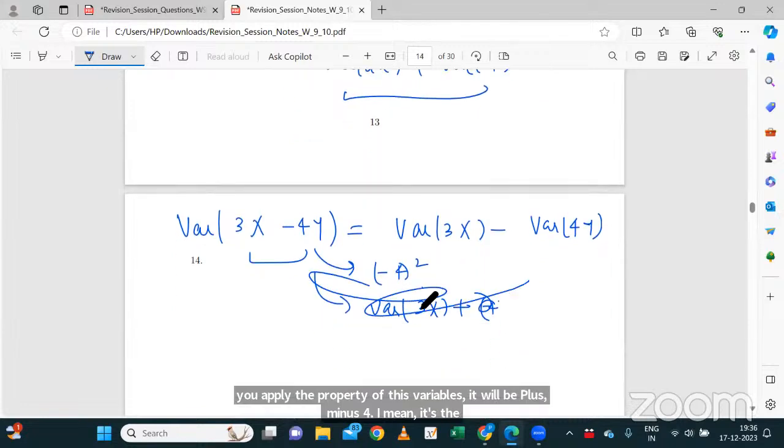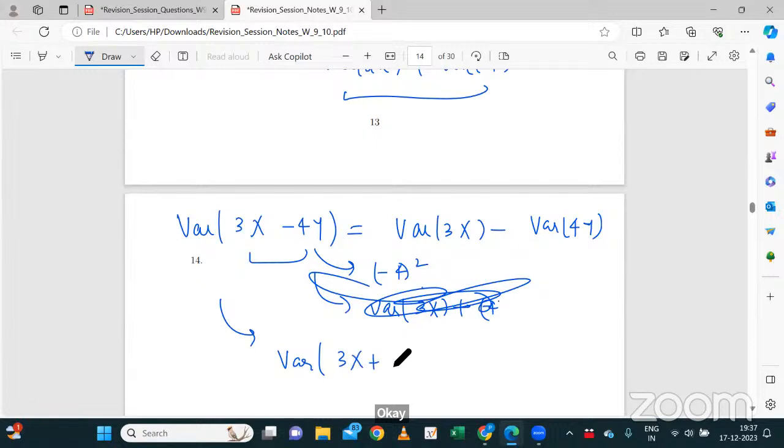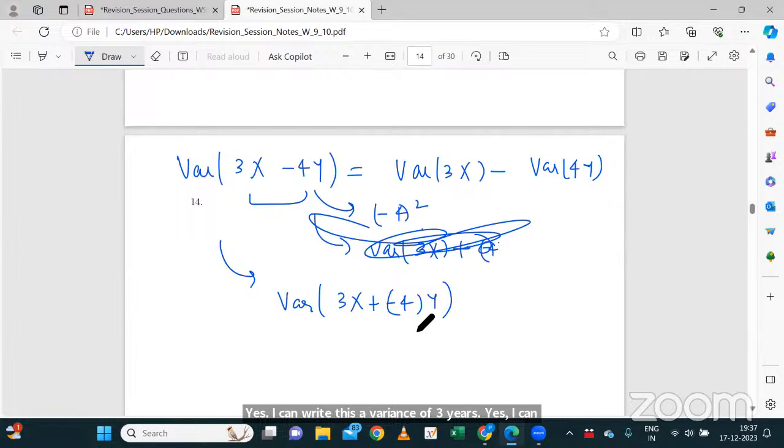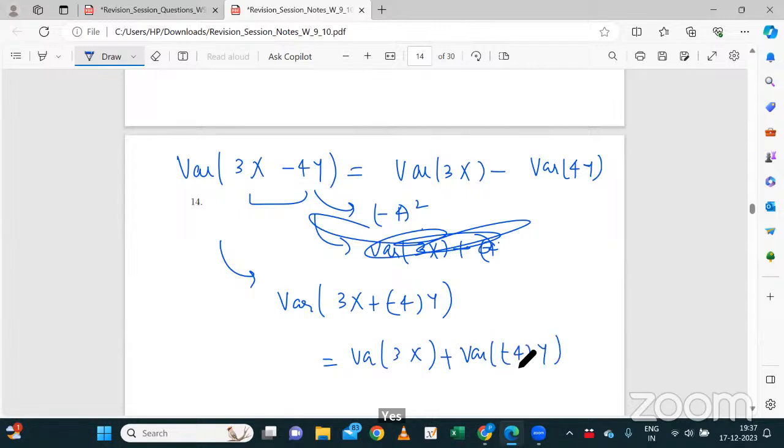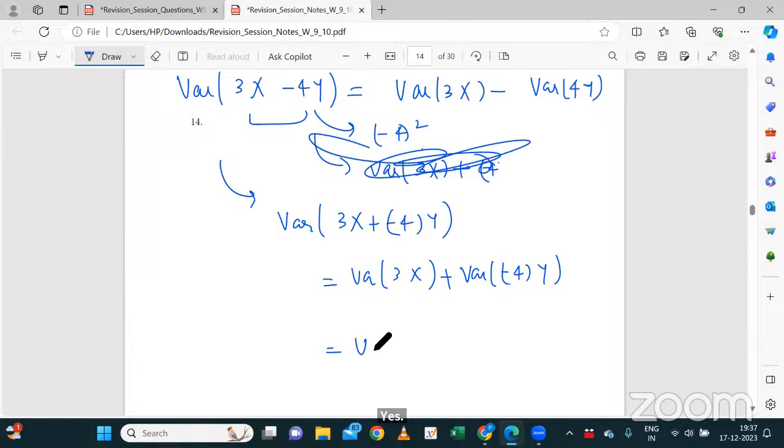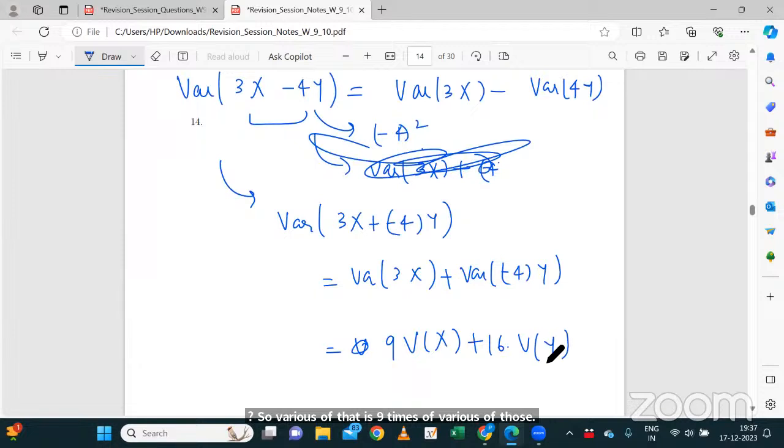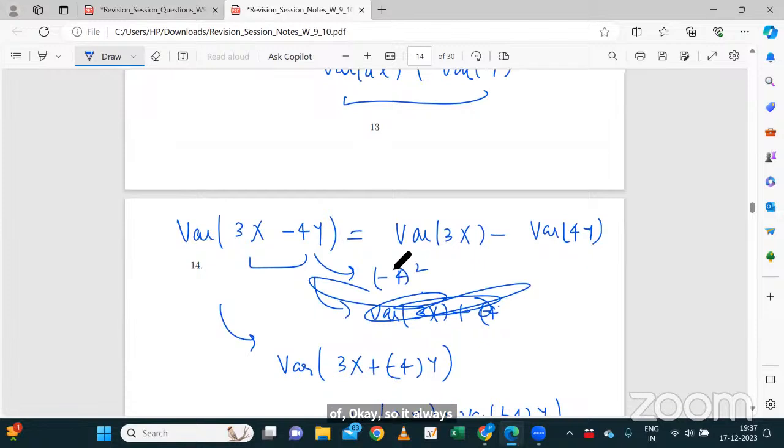Let me write it down clearly. I can write this as variance of 3x plus I can simply write minus 4 times y, right? So that means variance of 3x plus variance of minus 4 times y. Variance of 3x means 9 times variance of x, plus 16 times variance of y. So it will always be plus. You can cross verify. This is not true.